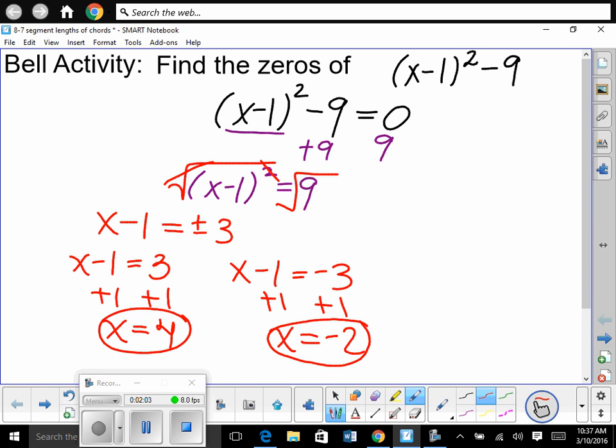Questions? Can we do it algebraically now? Okay, awesome. Make sure you can do both ways. And then, yeah, you could try and check it on your calculator.